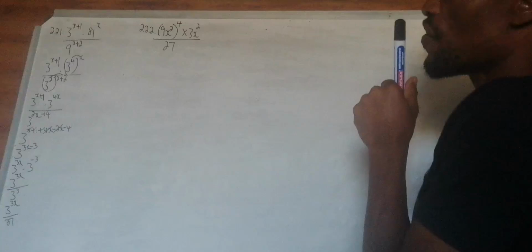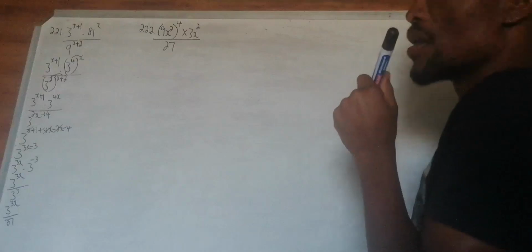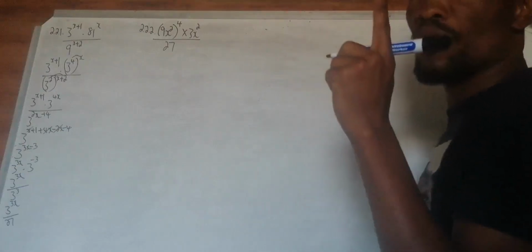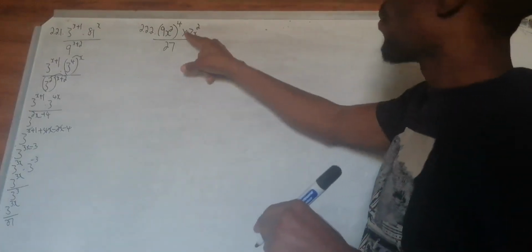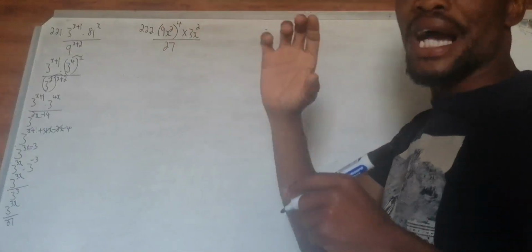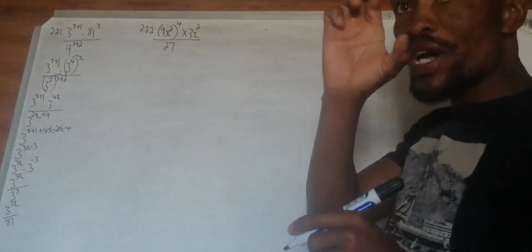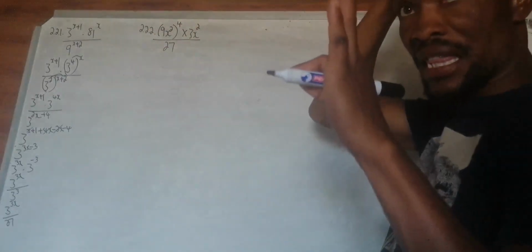Alright, for you, I multiply everything inside the bracket. Because only 3 is there, only 9, only 27, you will change everything to base 3. The lowest base is 3. So change everything to base 3.